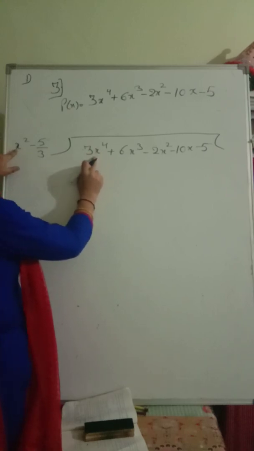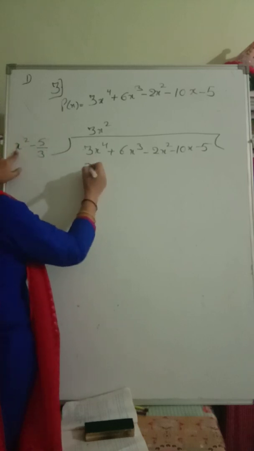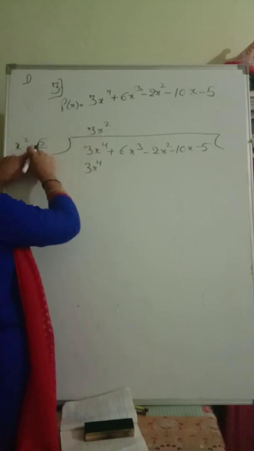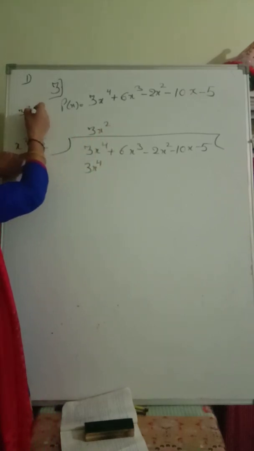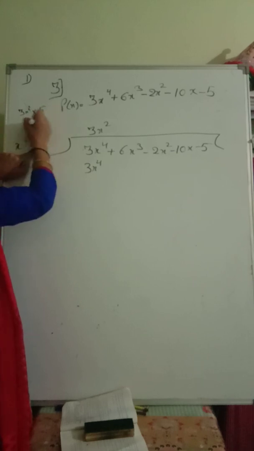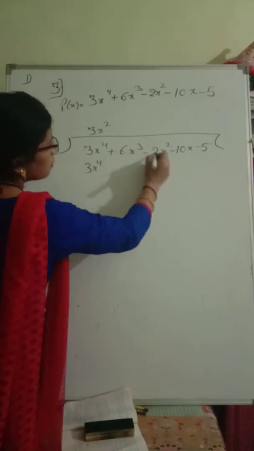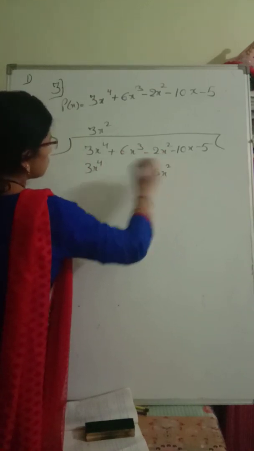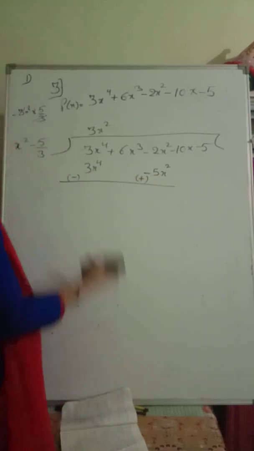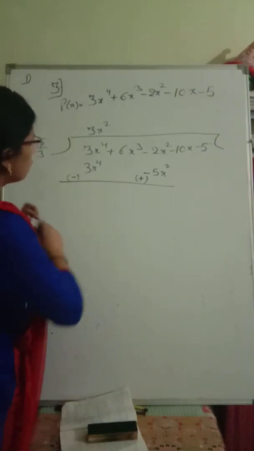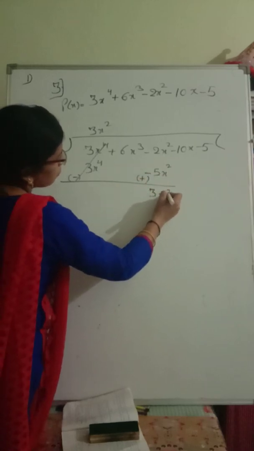3x to the power 4 we want. Here is x square, so I want 3 and x square. So 3 into x to the power 4. Then this should be multiplied by this also, plus minus minus. Look here, I am doing it in rough. 3x square into minus 5 upon 3, so it will come minus. 3 to 3 cancel, so 5x square. So here is minus 5x square, minus plus. Then cancel it out. Then minus plus minus 3x square, then plus sign.